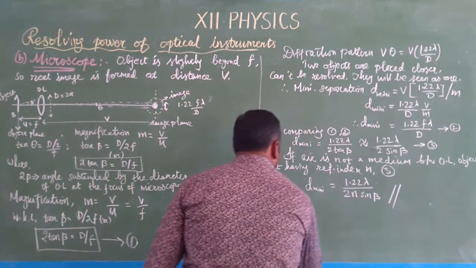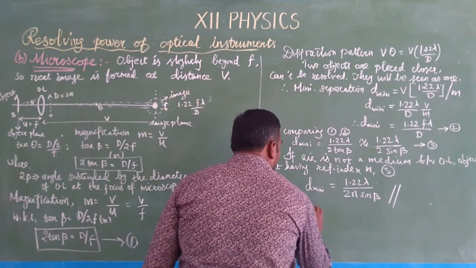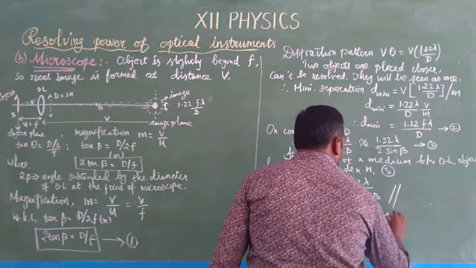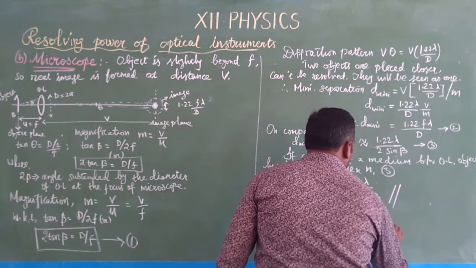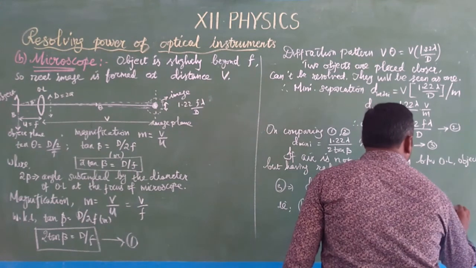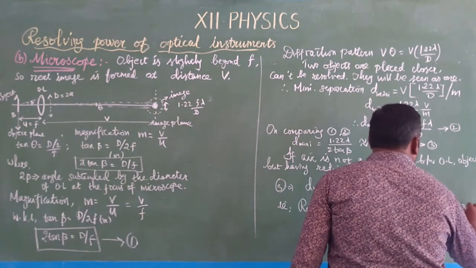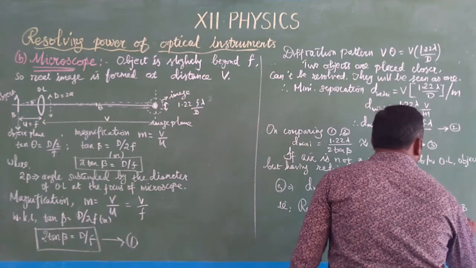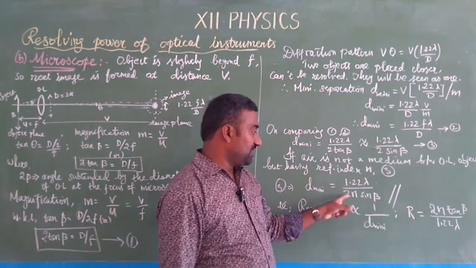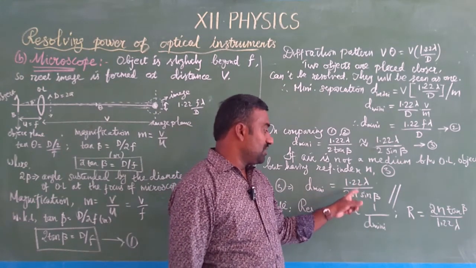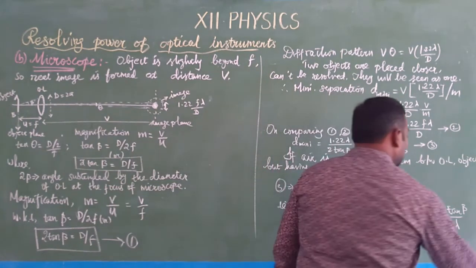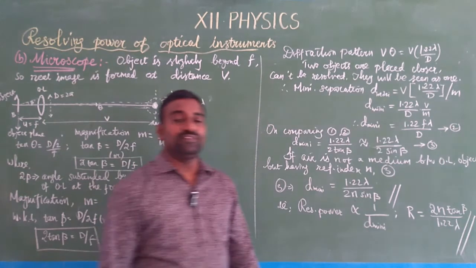So the resolving power is inversely proportional to the distance of minimum separation, or the resolving power is equal to 2 into refractive index into sin beta divided by 1.22 lambda. Take the inverse of the separation: then 1 by this value, so the denominator goes to the numerator, giving 2n sin beta. Okay, so that's it. We have found the resolving power of a microscope.